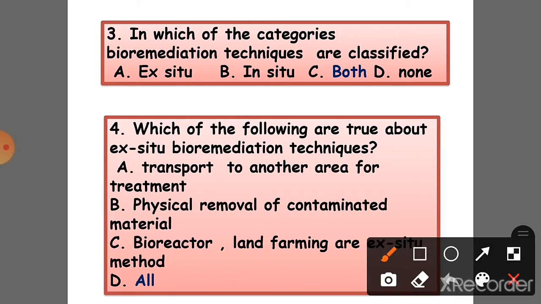Question 3. In which of the categories are bioremediation techniques classified? Answer C. Both ex situ and in situ.